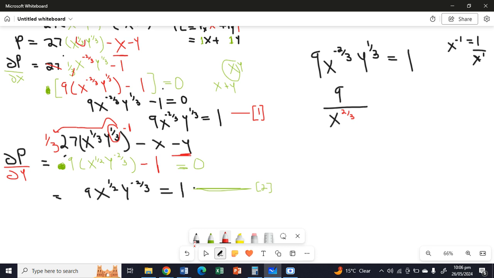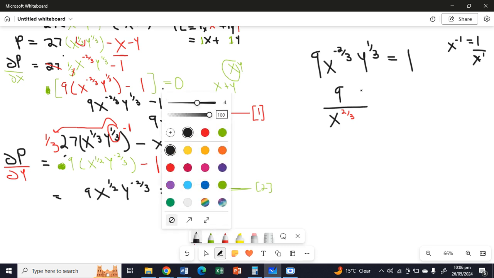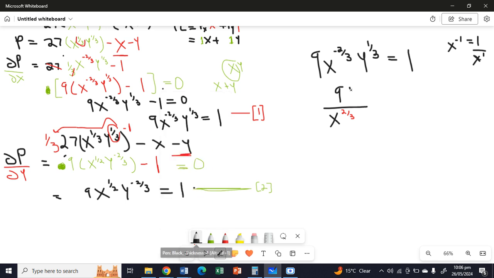And then we still have our y to the power 1 over 3. Remember here, what I'm trying to do is I want to make one letter the subject of the formula. So I think I'll try to make x the subject of the formula. That's what's happening here. Once we've simplified the equation like this, you can choose. I can either make x the subject of the formula, or I can make y the subject of the formula.